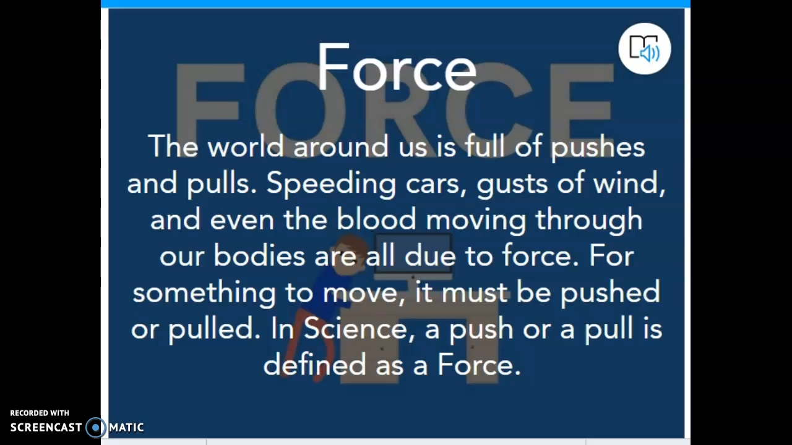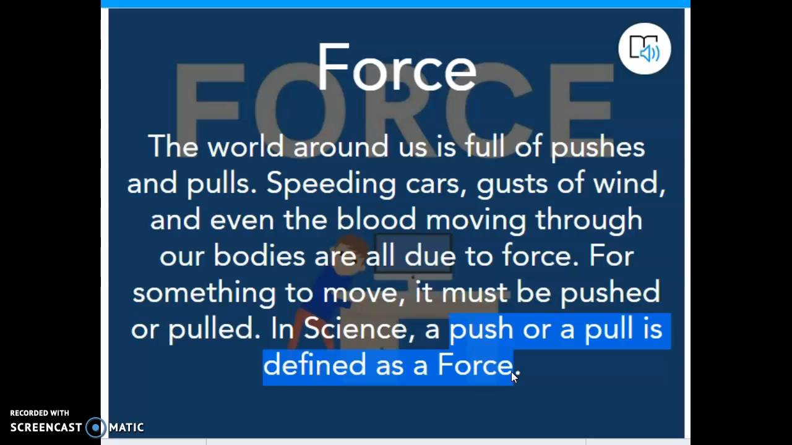Anytime you have a car going by you, there's a plethora of forces and motions at work that are making that car move. The wind blowing, the blood pumping through your body, the food being pushed through your body by peristalsis: all of those things are force, and it's important for us to understand that. And so when we define force, force is a push or a pull.